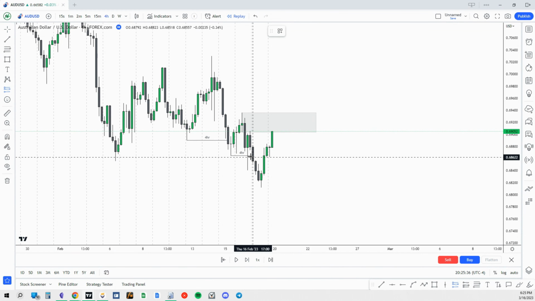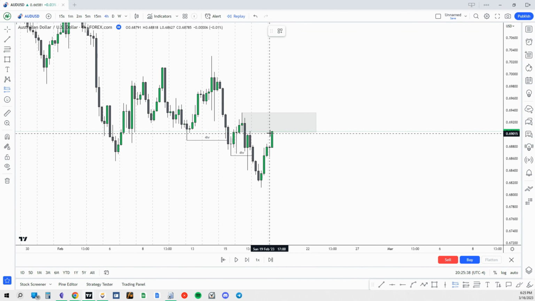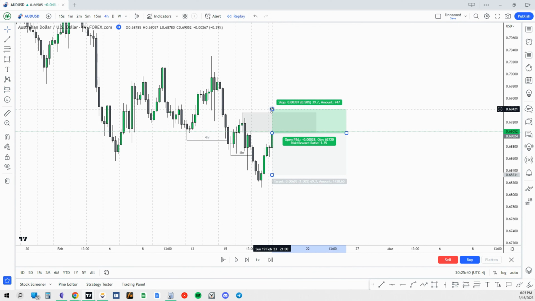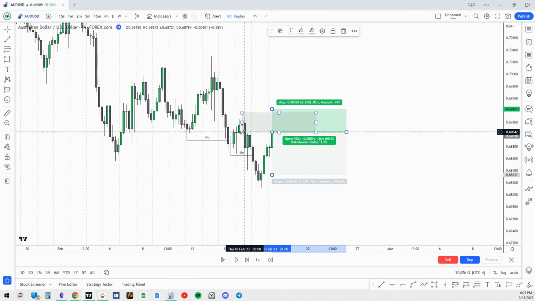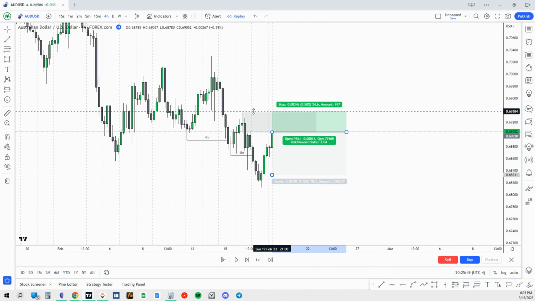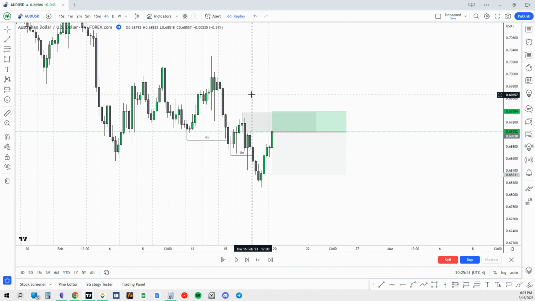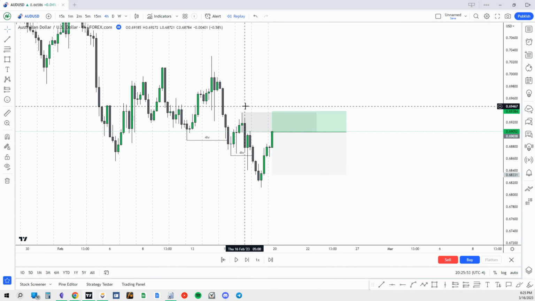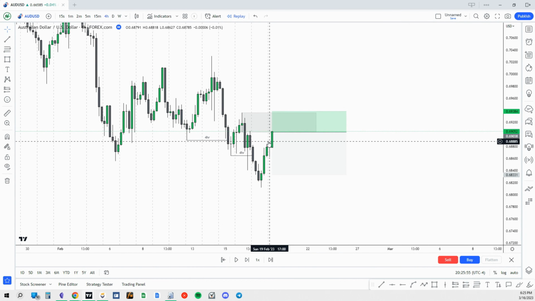So ideally, as soon as you see this break of structure, you would draw out your supply zone. You would set a pending order on the extreme, on the downside of the supply zone, with your stop loss just above it, above the top of the supply zone. And in this example, you'd be tagged in right at this candle here.